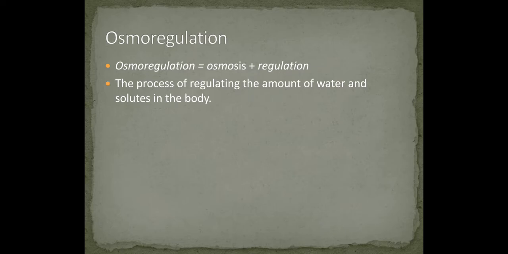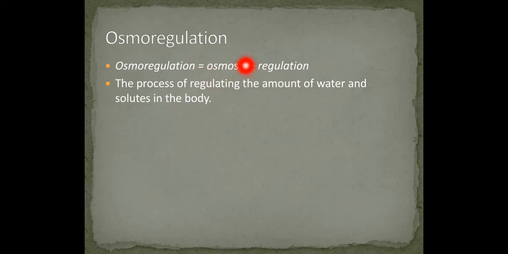Now look at the word osmoregulation. We can divide this word into two parts. The first part, osmo, it is actually for osmosis, right? And the second part, regulation, it is actually for control. Regulation means control. Like the word osmoregulation is actually a combination of two words. The first half, osmosis, and the second half, regulation. So just by looking at this word, we can say that it is actually the regulation of osmosis.